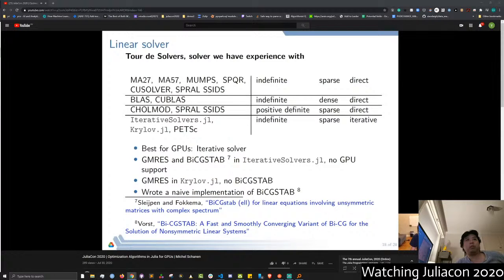Then for dense systems, we have the very solid BLAS and cuBLAS. They're doing fine. And then if you have positive definite matrices, you can even use CHOLMOD or SPRAL. And positive definite solvers on GPUs, at least from my experience, tend to scale better than indefinite solvers.